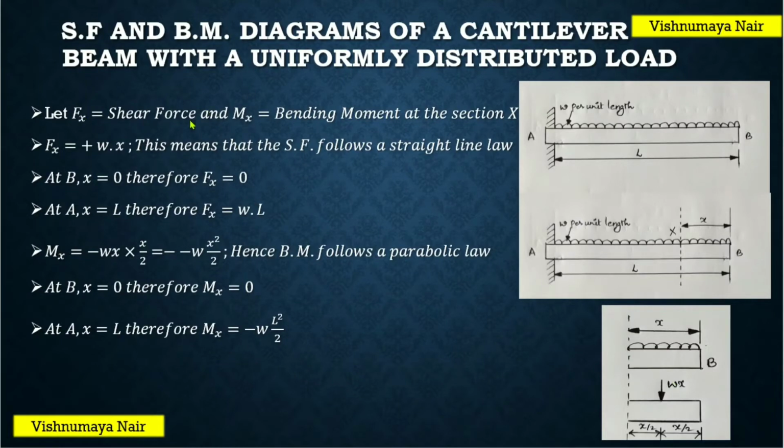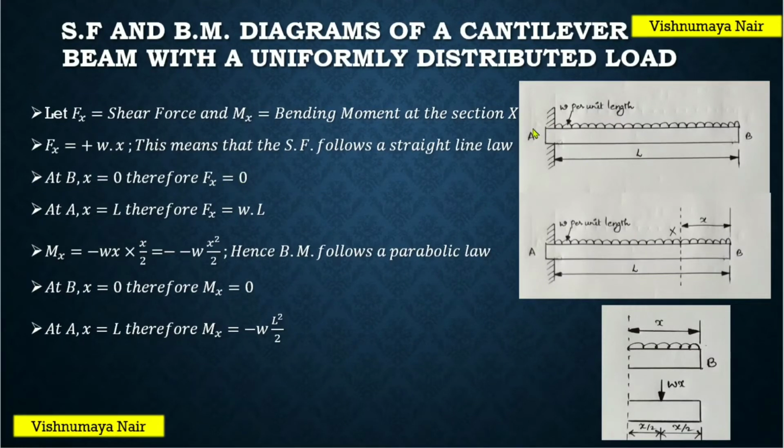If Fx is the shear force at this section X, then Fx is equal to plus W into X. From this equation, it is clearly understood that the shear force is proportional to the distance of the section from the free end. Therefore, at B, when x is equal to 0, we have Fx equal to W into 0, which is equal to 0.